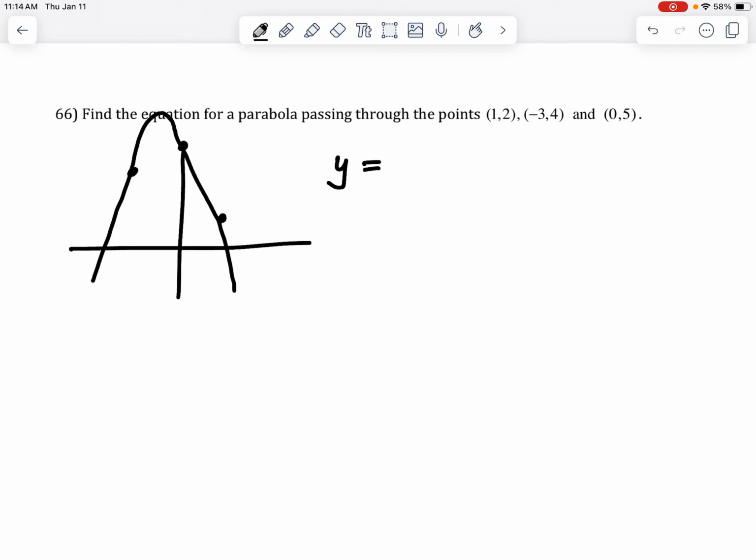And the parabola is going to be of the form y equals ax squared plus b times x plus c. And then we just need to use the given points to find out what a, b, and c are. So basically you just go through and plug in the x and the y that are given. So for the first one, it's going to say 2 equals a, and then replace x with a 1.